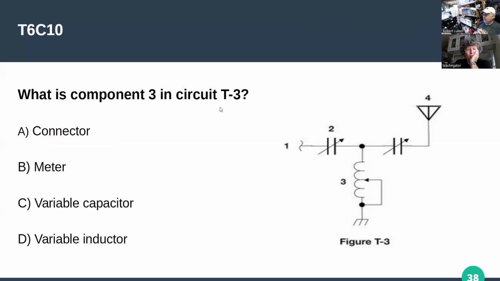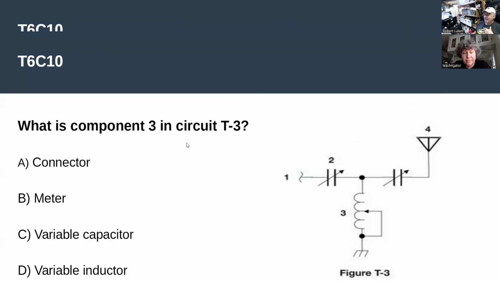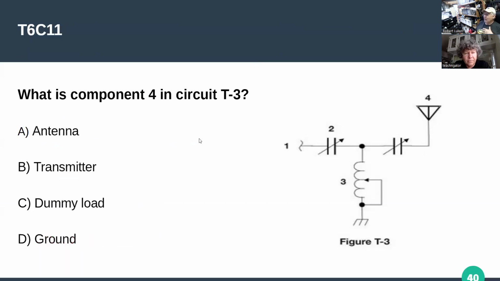So what is component 3? Variable inductor. Right. What is 4? Antenna, Alpha.